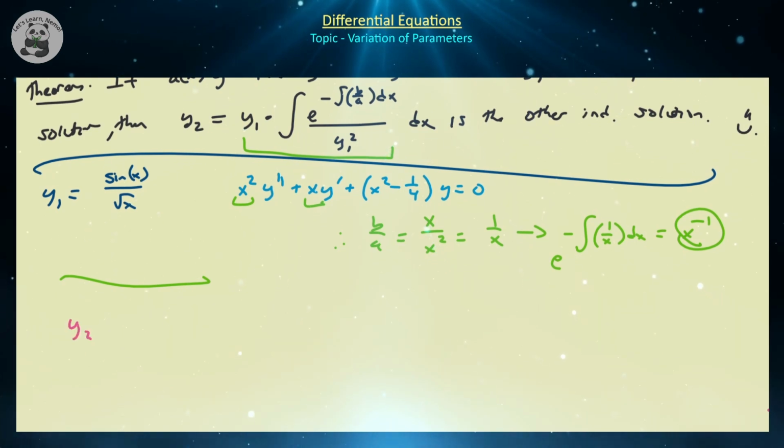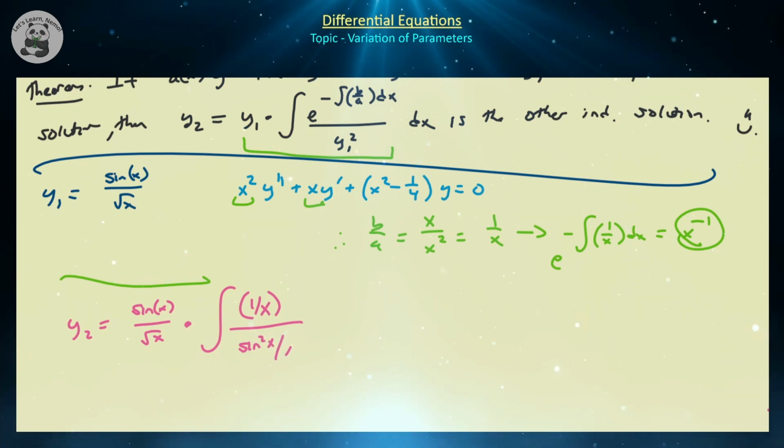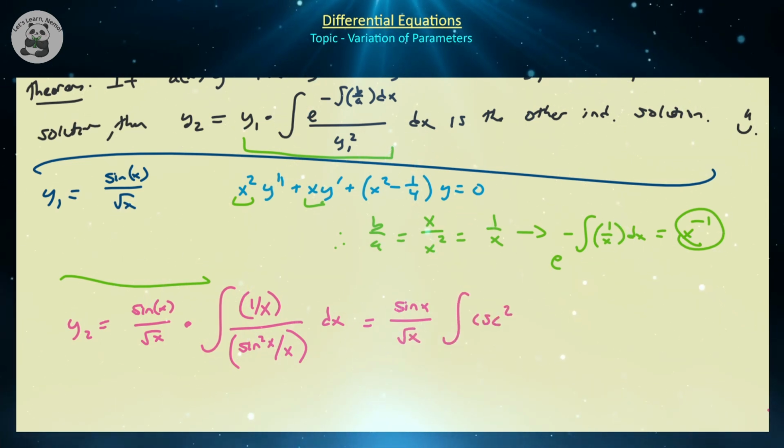So y2 is going to be equal to y1 times the integral of e to that thing, which we've already verified to be 1 over x, all over y1 squared. So y1 squared is going to be sine squared of x all over x. And notice that these x's cancel, which is a very nice thing. Then we're just left with 1 over sine squared, which is cosecant squared of x. So we're left with cosecant squared of x dx.